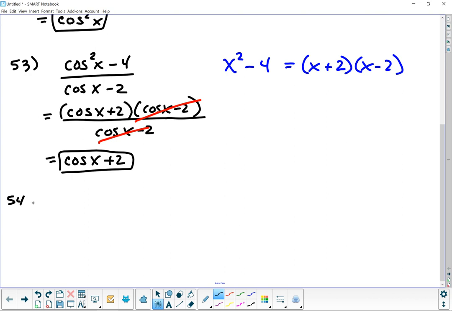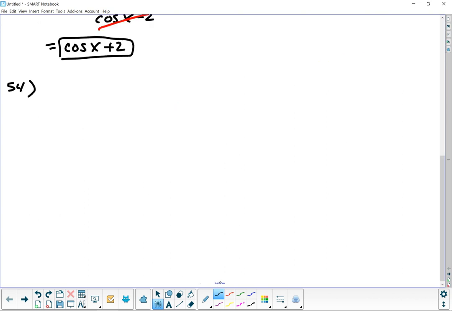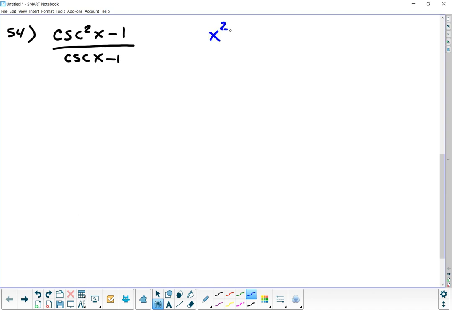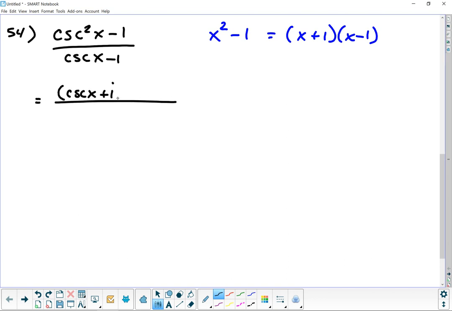54. Okay, 54 is the same story: cosecant square x minus 1 over cosecant x minus 1. Again, we can think of this cosecant square x minus 1 as x squared minus 1, and we know that's going to turn into x plus 1 times x minus 1. So what we can do here is cosecant x plus 1 times cosecant x minus 1.